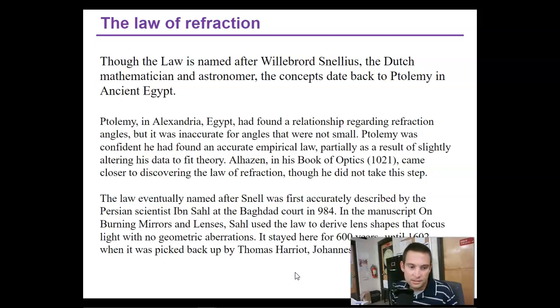Alhazen, in his book of optics, came closer to discovering the law of refraction, though he did not ever actually take the step. The law that was eventually named after Snell was first accurately described by the Persian scientist Ibn Sahl at the Baghdad court in 984. In the manuscript on burning mirrors and lenses, Sahl used the law to derive lens shapes that focus light with no geometric aberrations. It stayed there for 600 years until it was picked up by Thomas Harriot, Johannes Kepler, and Willebrord Snell himself.